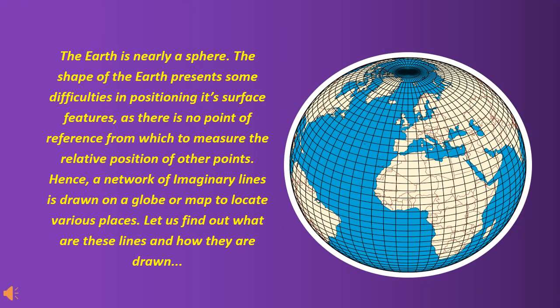The Earth is nearly a sphere. The shape of the Earth presents some difficulties in positioning its surface features as there is no point of reference from which to measure the relative position of other points. Hence, a network of imaginary lines is drawn on a globe or map to locate various places. Let us find out what are these lines and how they are drawn.